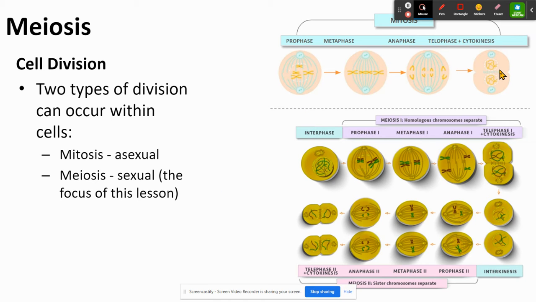And again, these are the stages of mitosis that we just went over. And then these are the phases of meiosis, which is going from a 2N cell to 4 1N cells. So, and we'll show you those steps there. I go through them here.